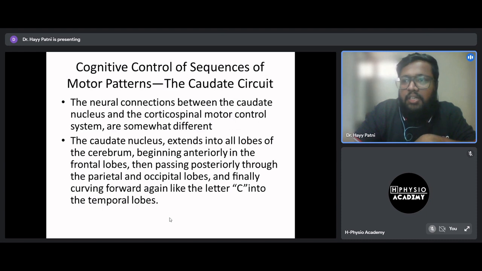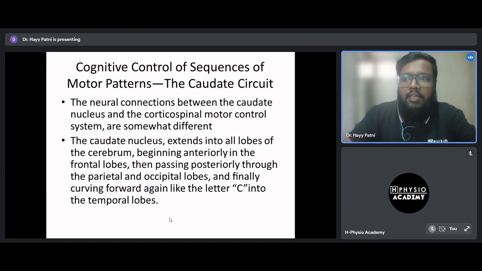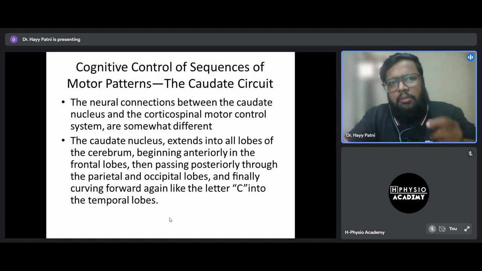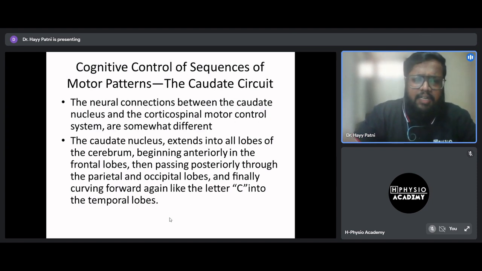Now, why this caudate circuit is important is because when we are going for quick reflexive activities, such as when you might be riding a bike, there might be a car just coming and you just dodge it and then come back again. So at that specific small moment of time, the caudate circuit is heavily responsible in planning it out. We'll be seeing this a little ahead as well.